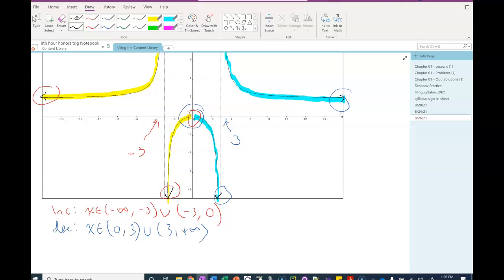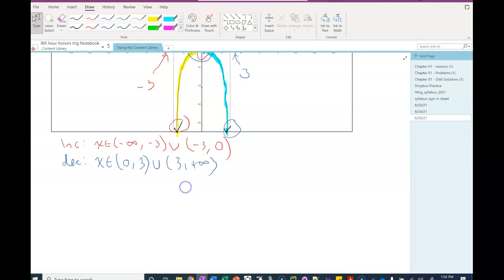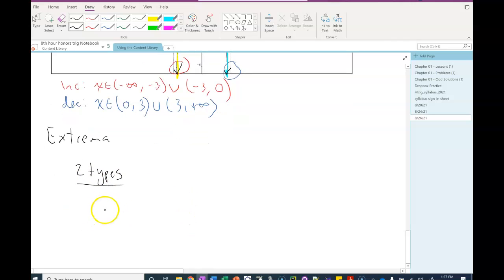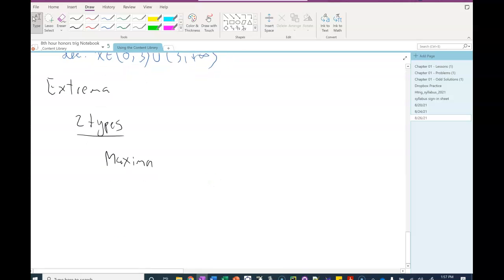The next topic here, related in a way to these intervals of increasing and decreasing, is extrema. Extrema are points on our graph, and they're really like the relative high or low points on the graph. So there's really 2 types of extrema. You have maximums, or maxima, that's the plural for maximum, and minima, that's the plural for minimum.